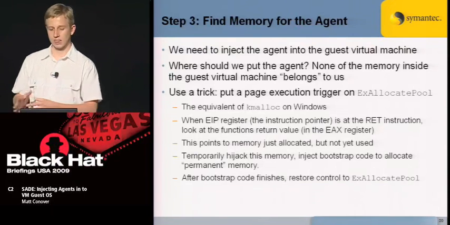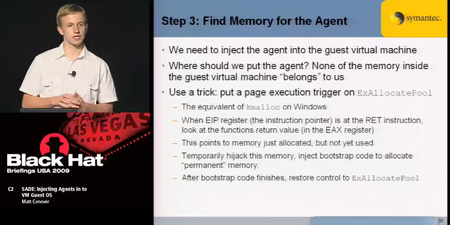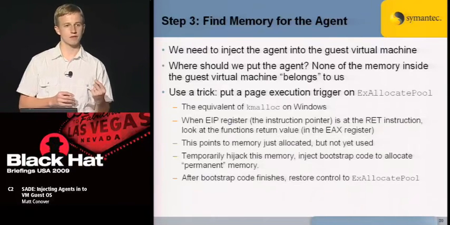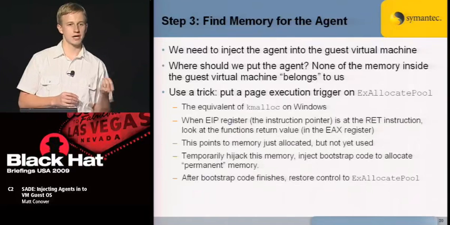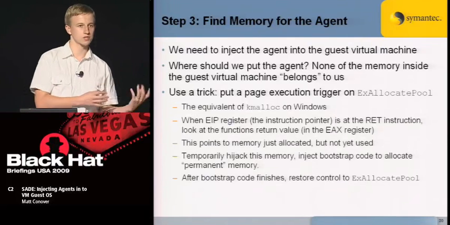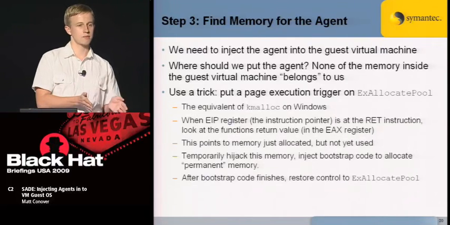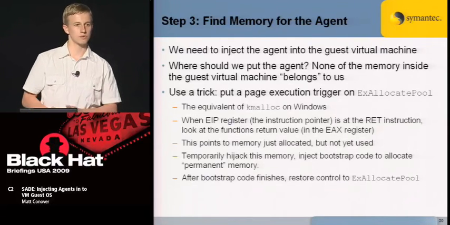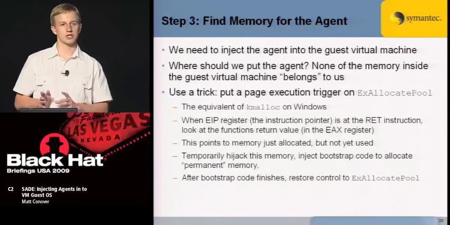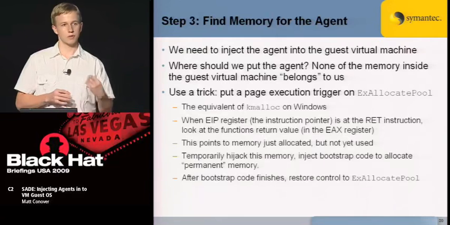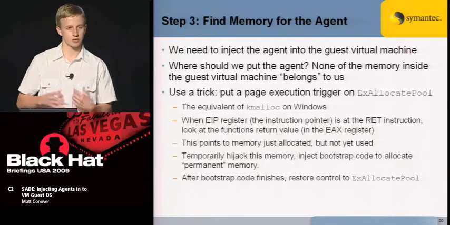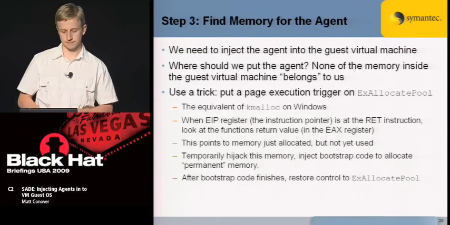So a good trick that we found to do this is to put an execution trigger on ExAllocatePool itself, so that after the memory has been allocated, but before the memory has been returned to the code which requested the memory, at that point, you have memory which has been allocated but is not yet used. So by, in effect, putting a breakpoint on the return instruction of ExAllocatePool, we have memory which is allocated but unused. And so we temporarily hijack that in order to bootstrap our agent.